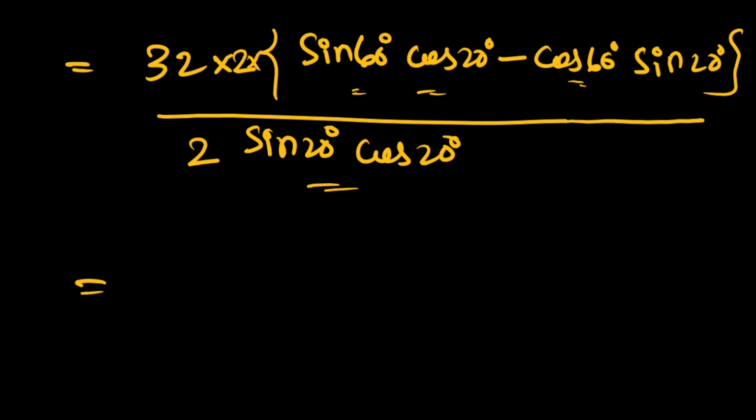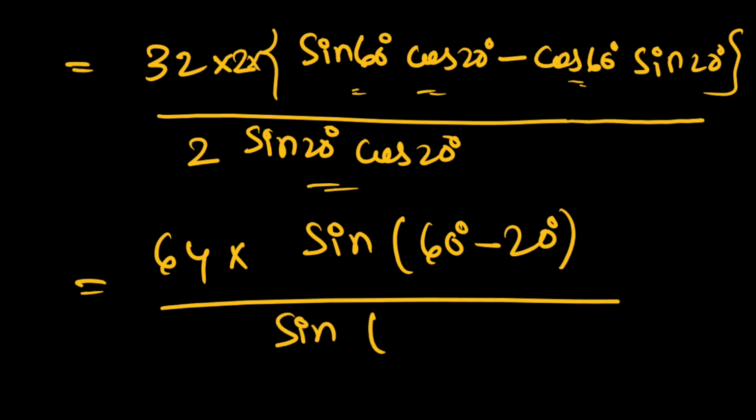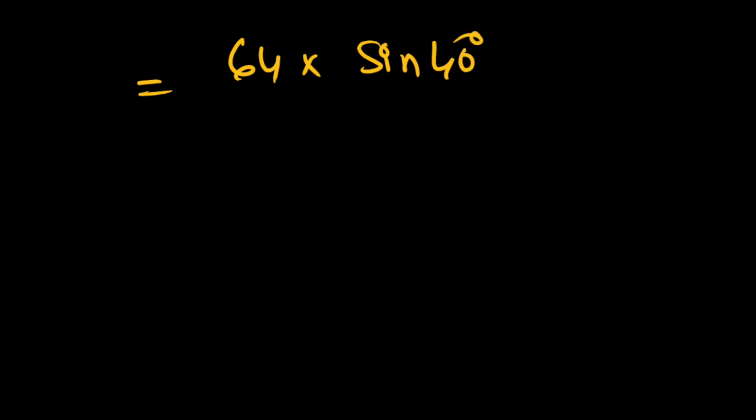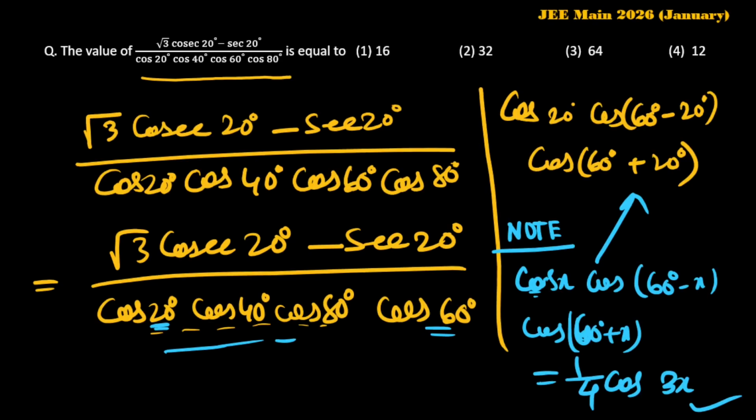Therefore this is 64 multiplied by sine of 60 degree minus 20 degree, over 2 sine 20 cos 20, that means sine of 2 times 20, that is 40 degree. Therefore 64 times sine of 60 minus 20, that is 40 degree, over sine 40 degree. These two terms cancel, therefore we got 64. So this is the answer of this problem, and the third option is the correct answer.